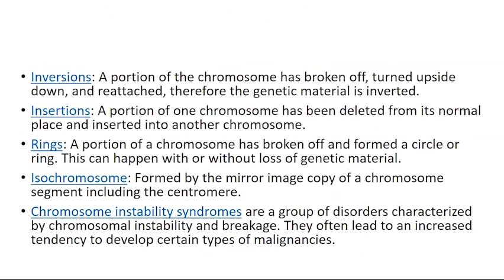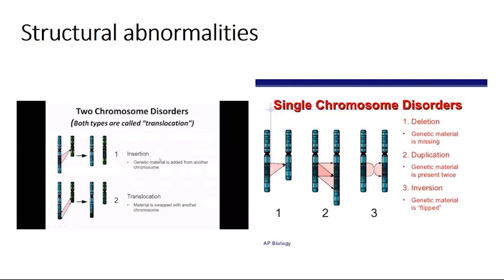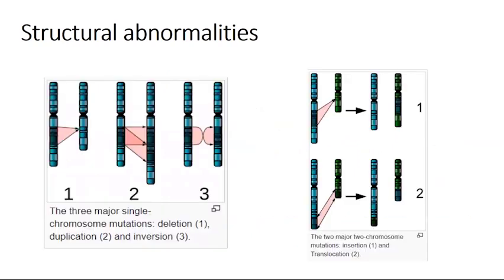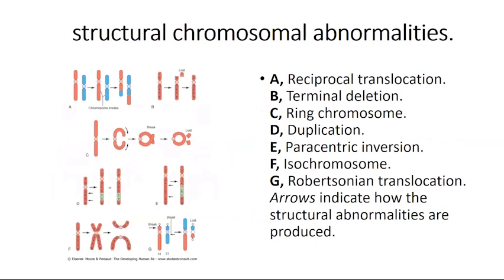Insertion is when a portion of one chromosome has been deleted from its normal place and inserted into another chromosome. All these are structural problems. Rings can be broken off from one and attached in a ring form in the other. Isochromosome, formed by a mirror image copy of a chromosome. Chromosome instability. If you see these, these are the different types of abnormalities that can be there. It can be a deletion, a duplication, an inversion. So any type of structural abnormality can result. This is the ring type duplication.